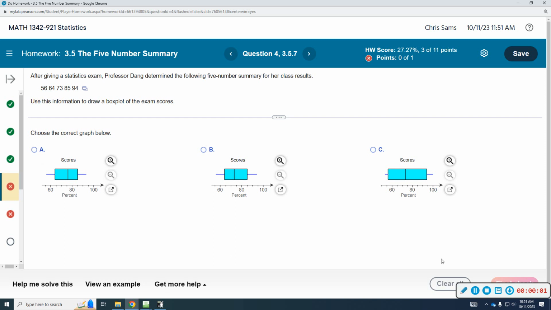All right, question number 4 says, after giving a statistics exam, Professor Dang determined the following 5-number summary from her class. We're going to use this information to draw a box plot. Okay, so we can freehand one, but mainly the first value, the smallest value, they already have them in order, is the minimum. And so we want to look at these box plots and see which one has a line that is approximately at 56.